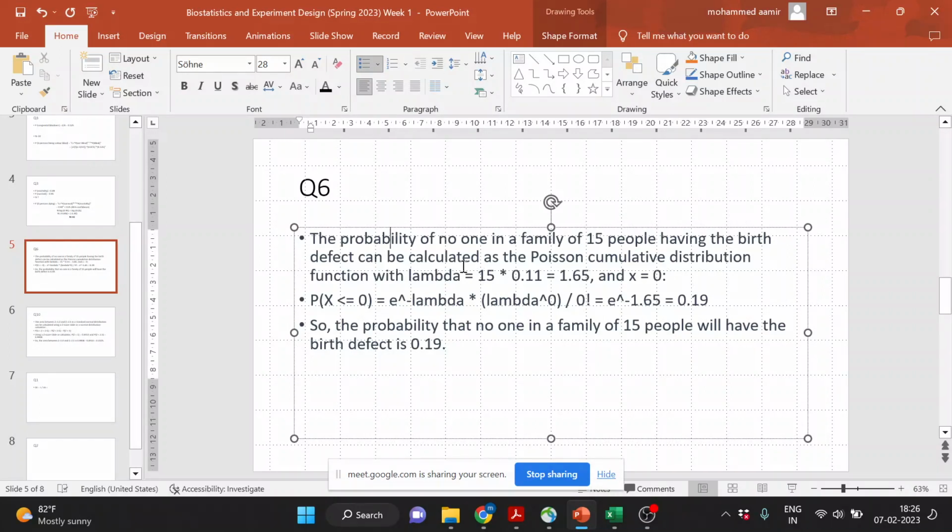In a family of 15, have that birth defect. So first you need to calculate the lambda. Lambda is given by 15 into 0.11. That's the rate. So probability into number of people gives you the rate at which this event occurs per person or something like that. Then you substitute lambda in this formula, that is e power minus lambda into lambda power 0 divided by 0 factorial, and when you do that you get 0.19 as the answer.